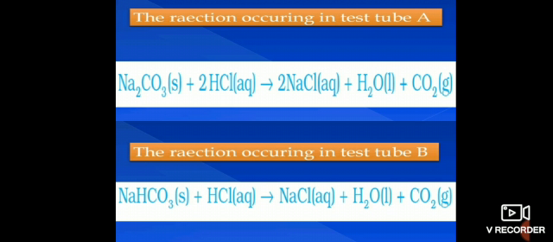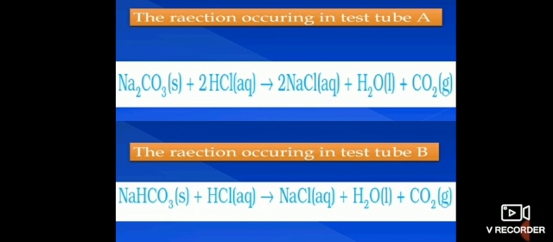What are you going to observe? See the chemical reactions that take place. The reaction occurring in test tube A: dear children, in test tube A, we have taken sodium carbonate and we add hydrochloric acid. The reaction that takes place forms sodium chloride, water and liberates carbon dioxide gas. In test tube B, we have taken sodium hydrogen carbonate and added HCl. It will form sodium chloride, water and carbon dioxide.